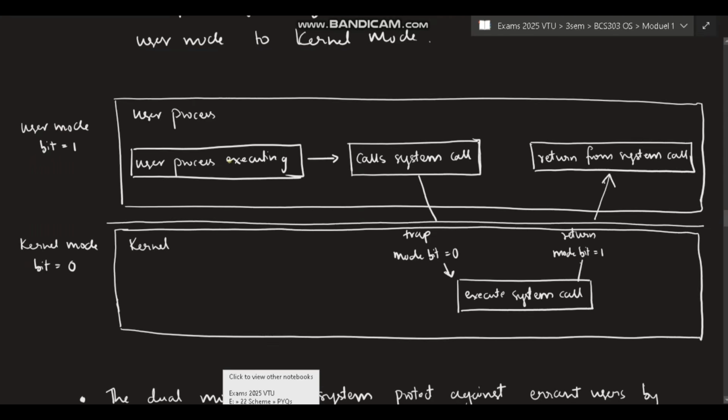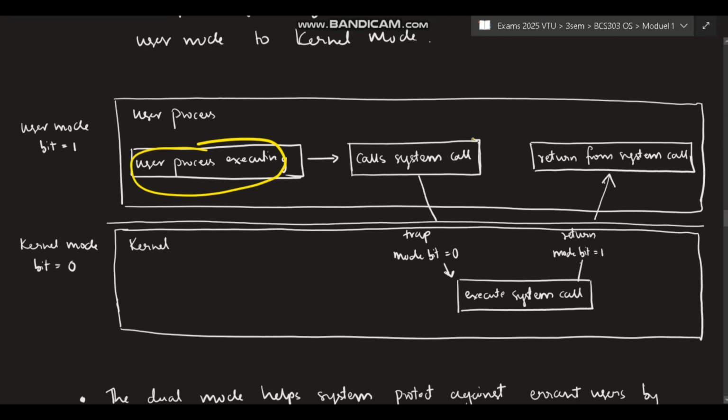In this diagram, you can observe two parts. The first part is the user mode bit, the second is the kernel mode bit. This is the user perspective and this is the kernel perspective. Initially, the user process is executing. Suppose that I have opened a notepad and started typing. That is a user process which is executing.